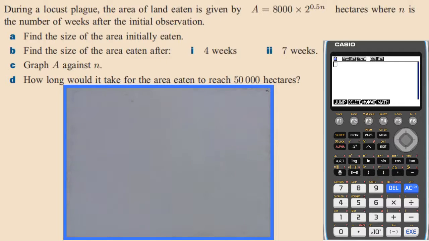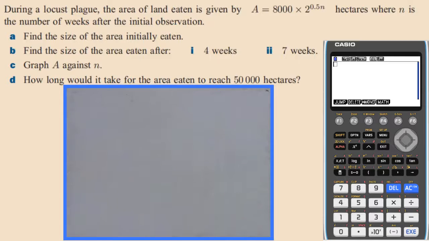Graph A against n. Now I'm not going to do a plotted graph. I'm not testing if you can plot graphs in this. I'm testing if you can interpret the equation and use your calculator skills. So I will show a little sketch as working, and I will graph it in the calculator, but I'm not going to graph it on graph paper for this particular bit of work. Part D, how long would it take for the area eaten to reach 50,000 hectares? So again, that will be the calculator using the solving method.